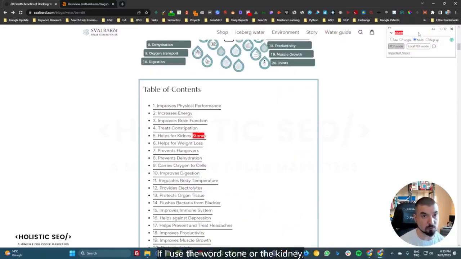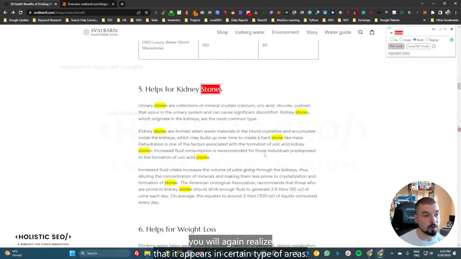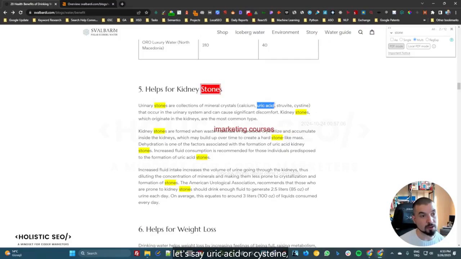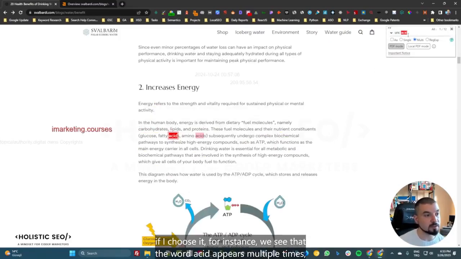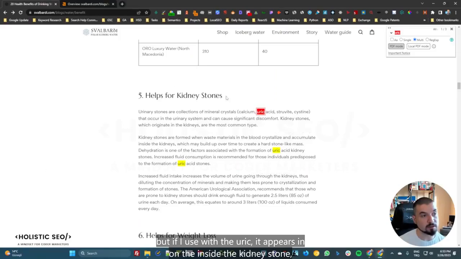If I use the word stone or kidney, you will again realize that it appears in certain areas. If I choose, for instance, one of the contextual words in this area, let's say uric acid or cysteine, we see that the word acid appears multiple times, but if I use it with uric, it appears only inside the kidney stone, which means that water, kidney stone, and uric acid are united together in this area.